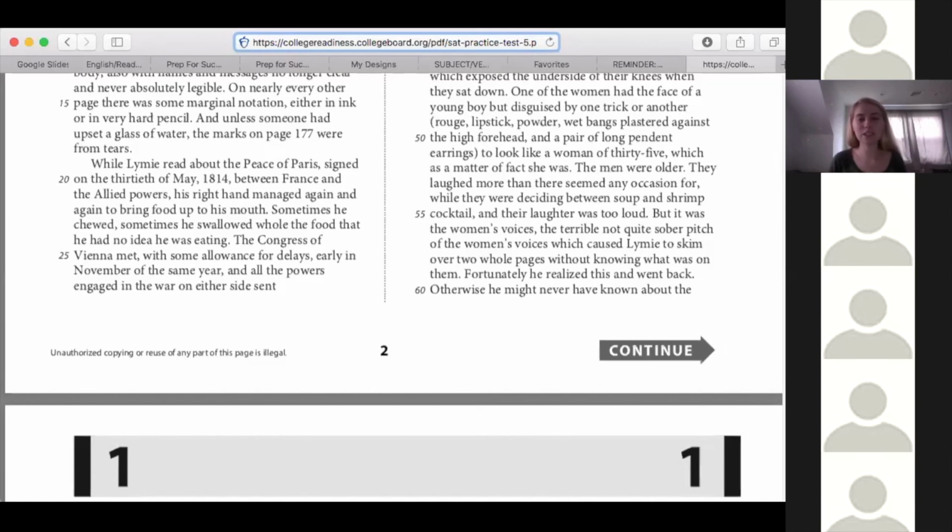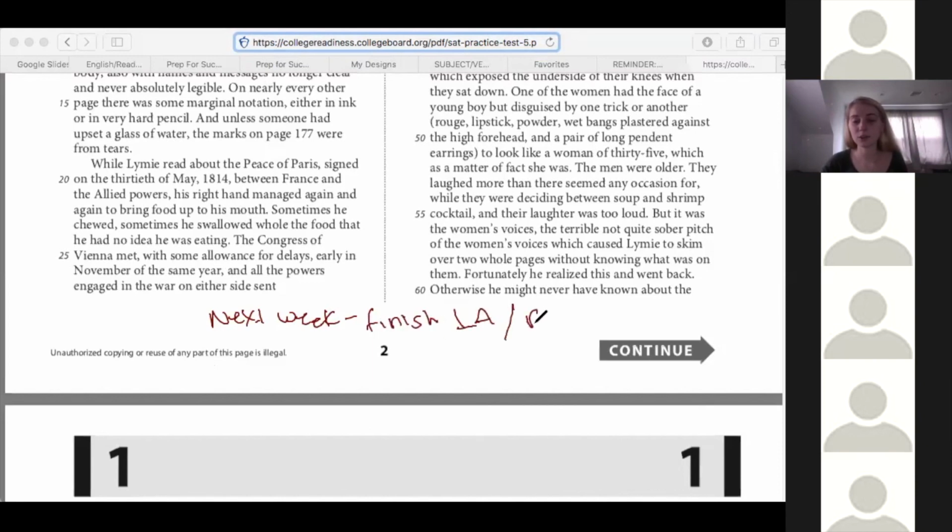So just to give you an idea of the scheduling, next week we're going to finish the language arts, and we're also going to do the reading section. Then the following week you have break. So on break, you have no class. Then the class after that is going to be a practice test.